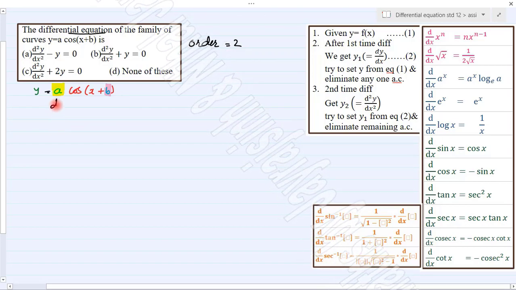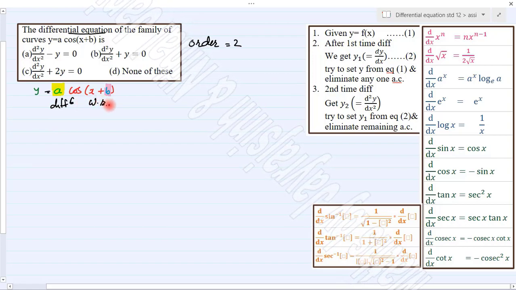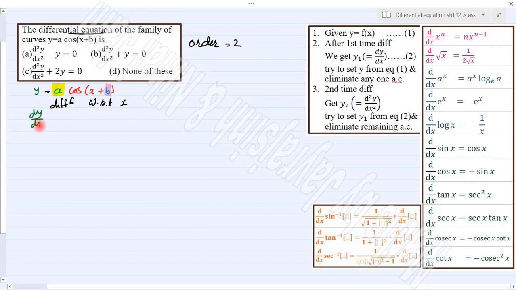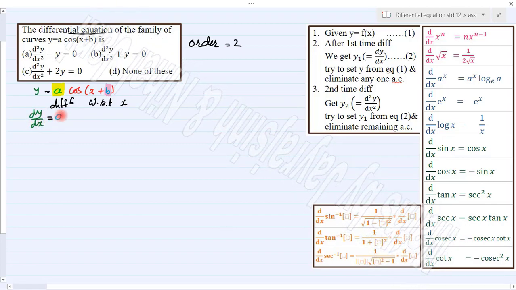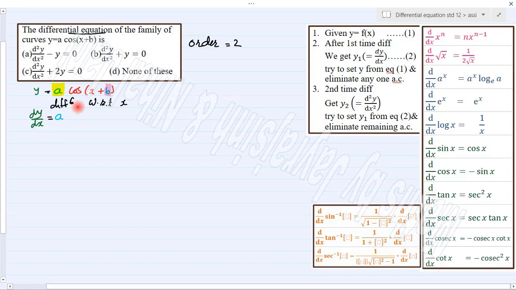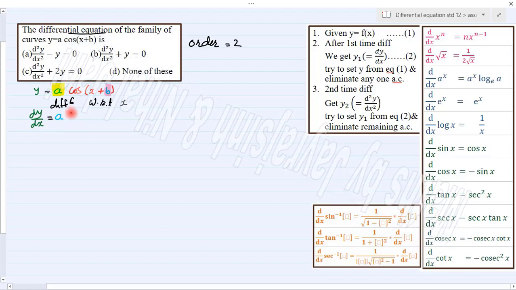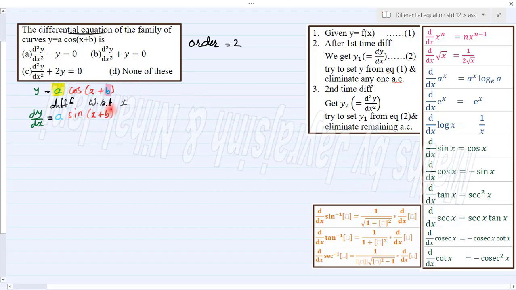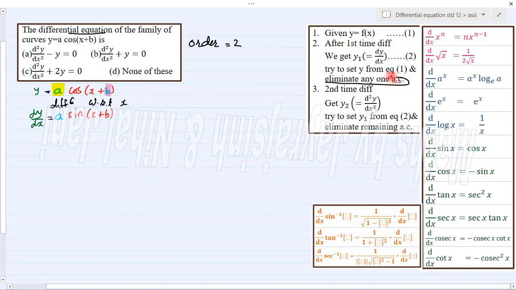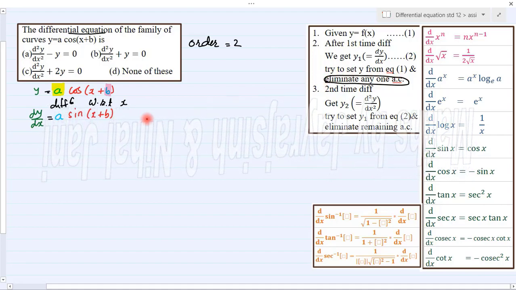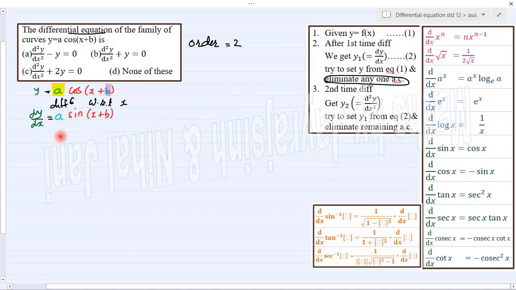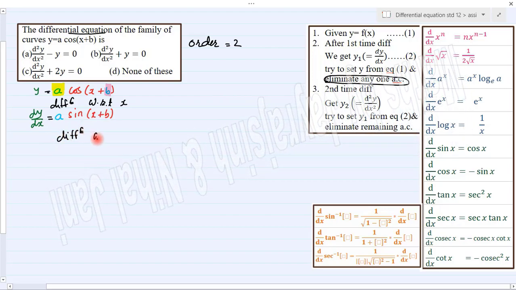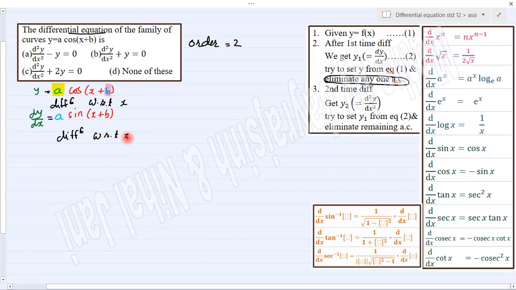Let's differentiate our equation with respect to x. So differentiation of y will be dy by dx. Here a is a constant, we don't have to worry about it. And differentiation of cos(x plus b) will be sin(x plus b). But as you can see, we can't eliminate either of the arbitrary constants and it is a trigonometric term. So it is preferable that, without any simplification, we differentiate our equation with respect to x again.